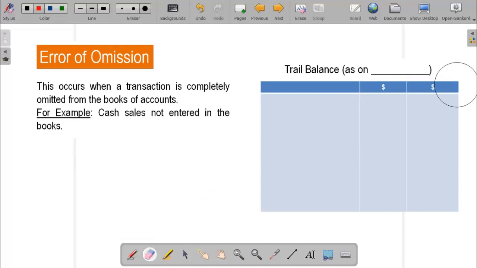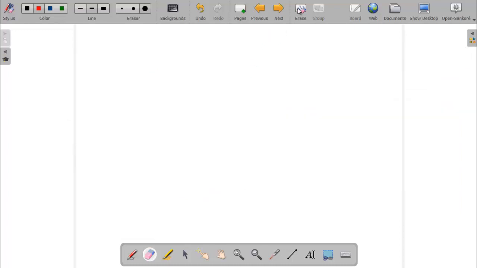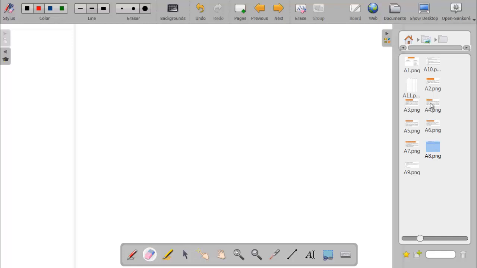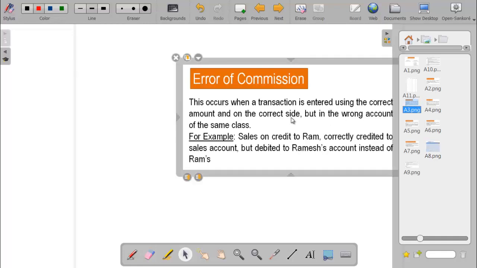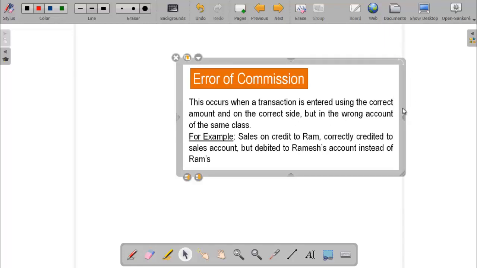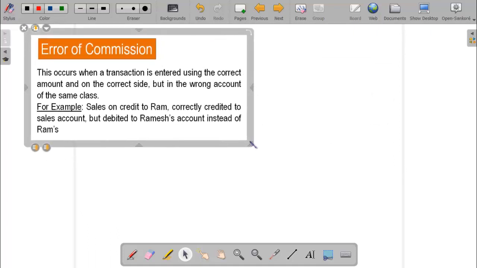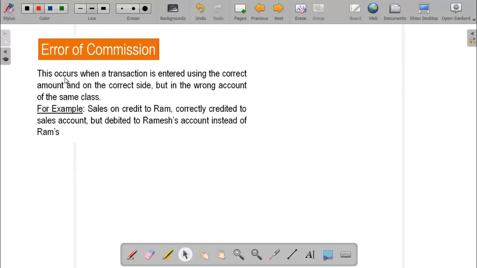Now see the next error, error of commission. What is error of commission? This occurs when a transaction is entered using the correct amount and on the correct side, but in the wrong account of the same class.